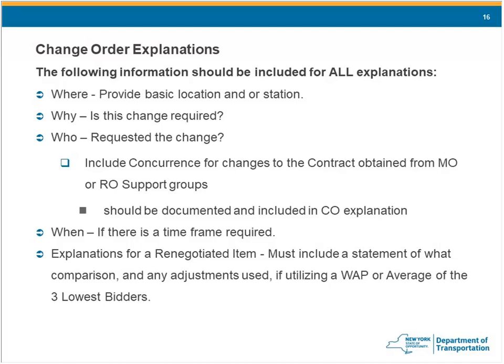We need to provide where was the work performed? Basic contract location, station offset, street intersection, anything that'll identify a single point on the contract or an area where the work was performed. Why is the change required?